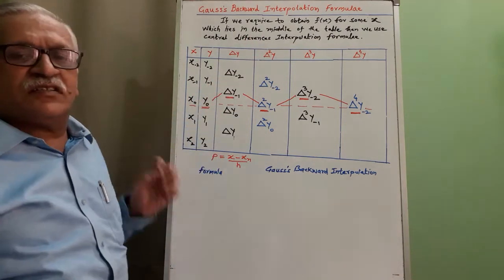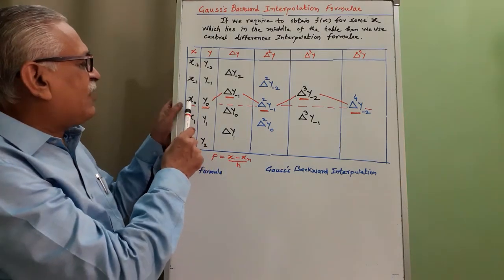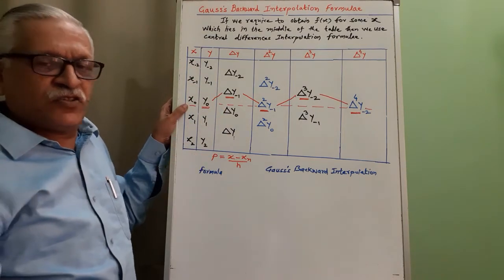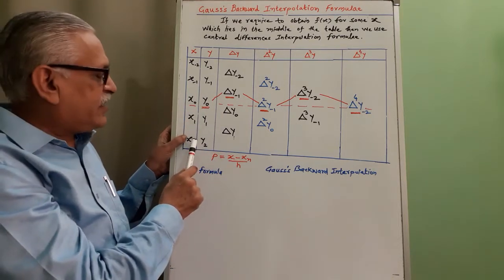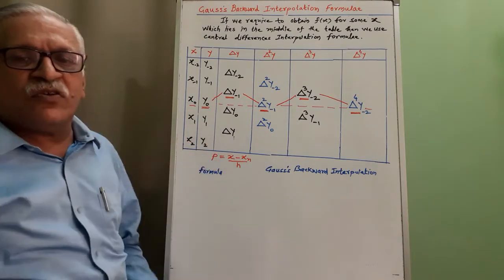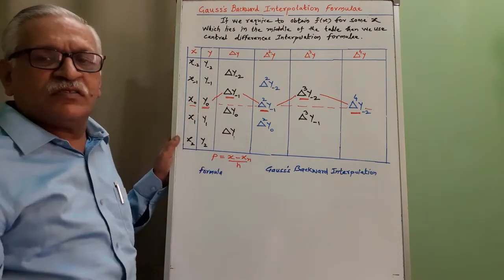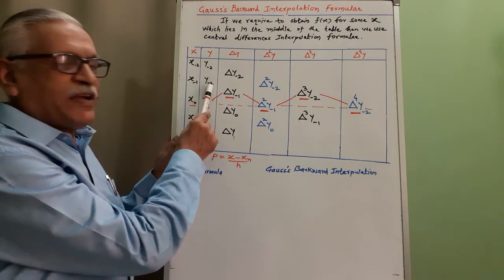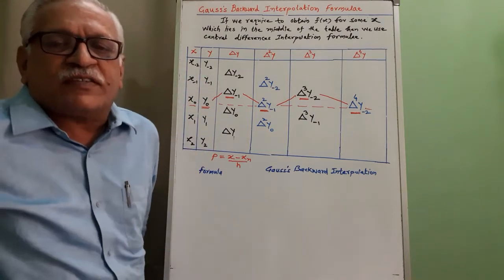To discuss this interpolation formula, we consider table values for x and y. The middle value we call x0, corresponding y0, then below it x1, y1, next x2, y2. A positive suffix is used for all the values below that central value, and a negative suffix for all the values above the central value. Therefore, x minus 1, y minus 1, x minus 2, y minus 2. These are the values of x and y.